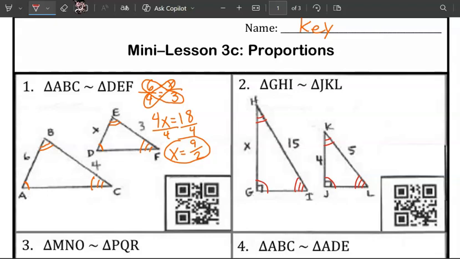Let's set up our proportion to solve for X. X over 15 equals 4/5. Cross multiply. And then divide each side by 5. X equals 12.